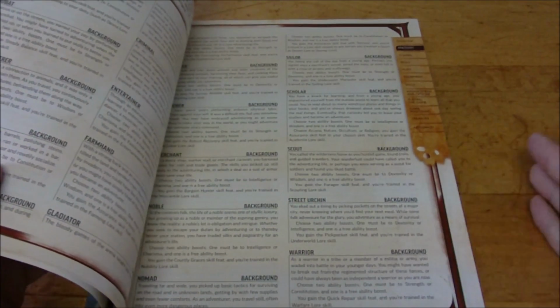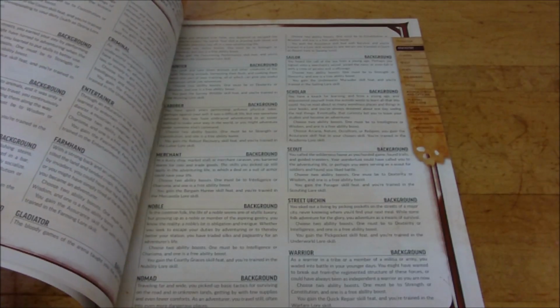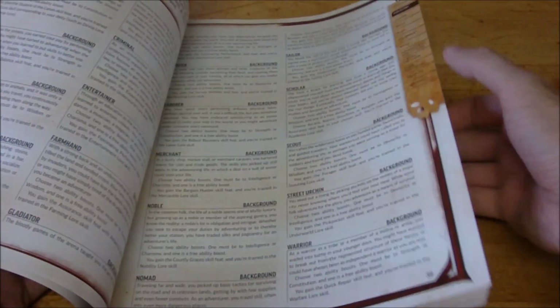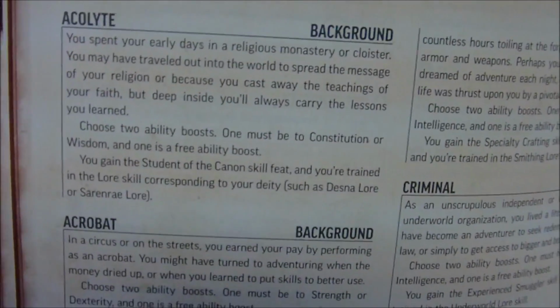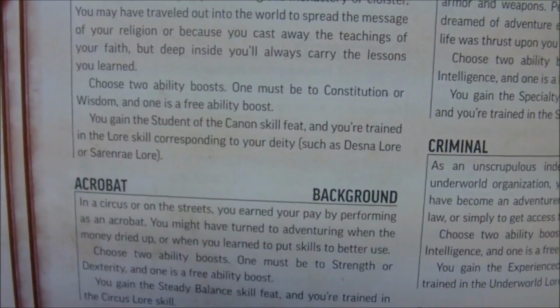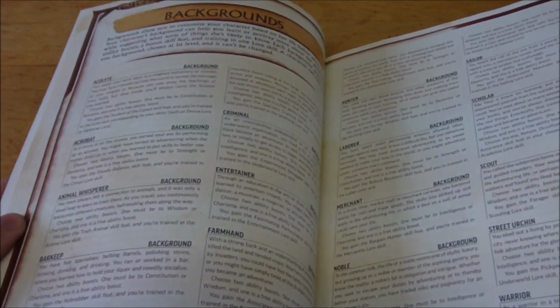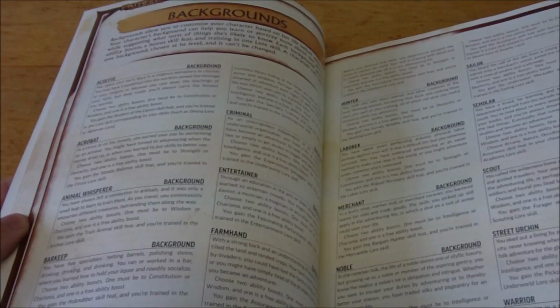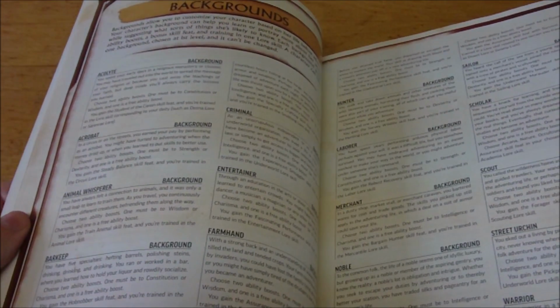There's only one issue that I really have with the backgrounds, and that comes with the background skill feat that you gain. So for example, I'm just going to look at the Acolyte here. The Acolyte gives you the Student of the Canon skill feat, as well as training in a lore skill corresponding to your deity. So that's not bad, but the Student of the Canon skill feat requires that you are trained in religion.